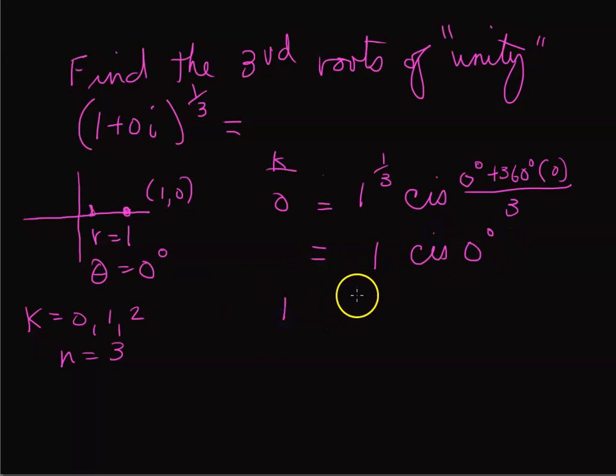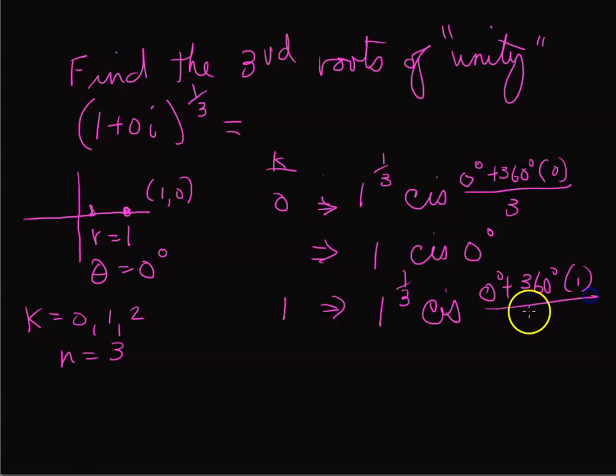If k is 1, then it's still 1 to the 1/3. That doesn't change. R to the 1/3, cis. But now it's the 0 degrees plus 360 degrees times 1 over 3. So this is 1 cis, and this is just 360 divided by 3, right? Which is 120.